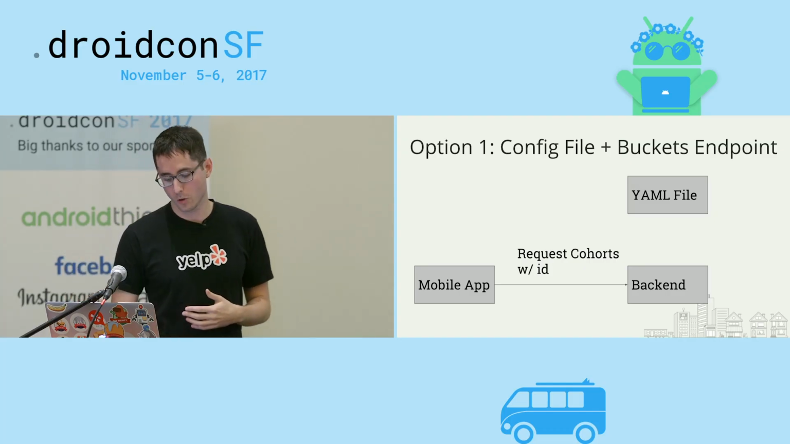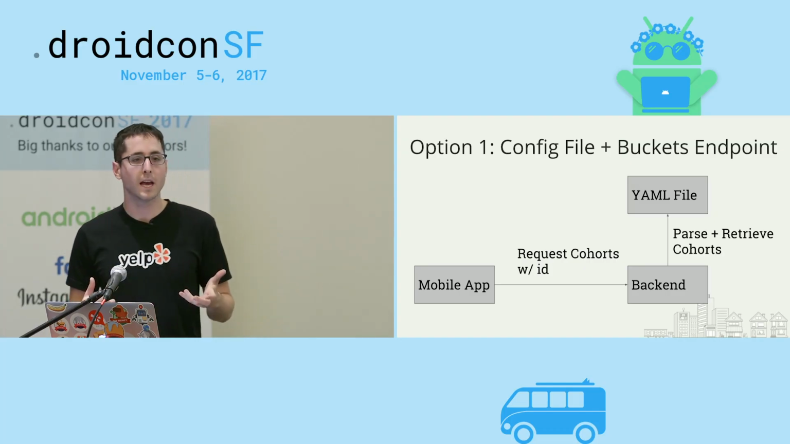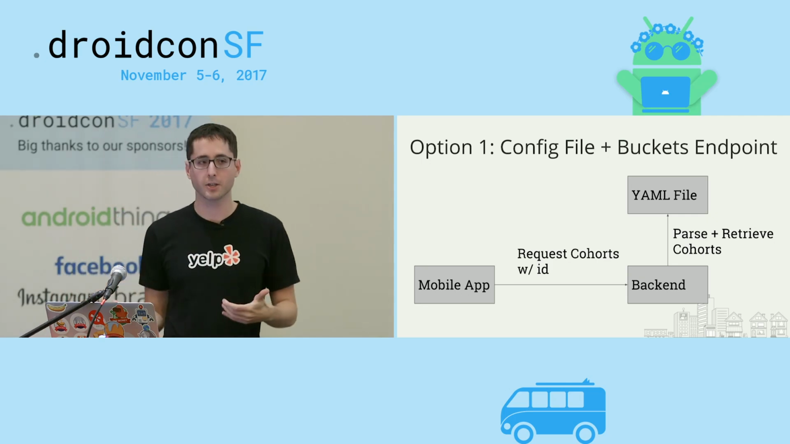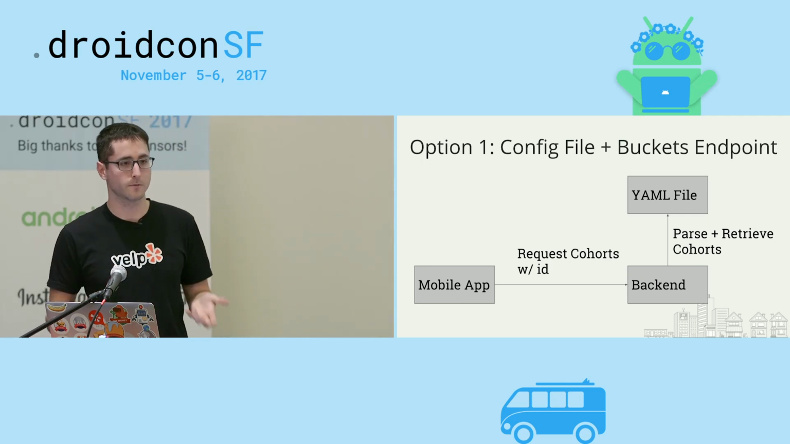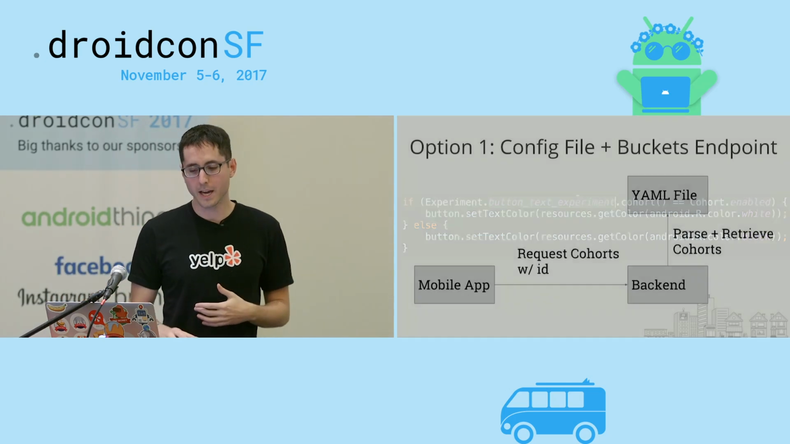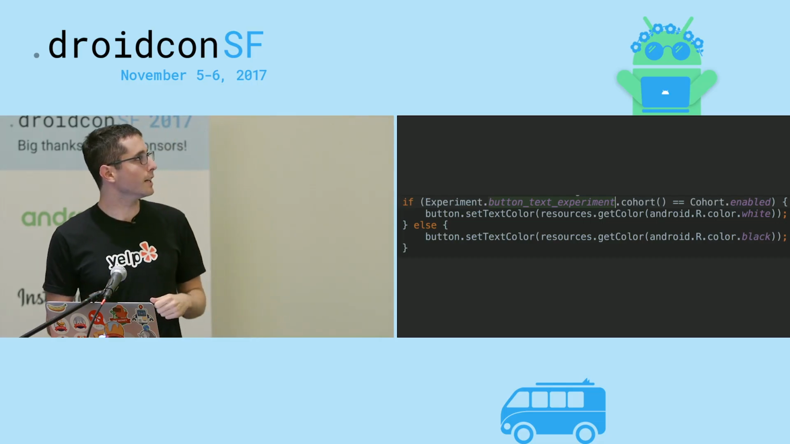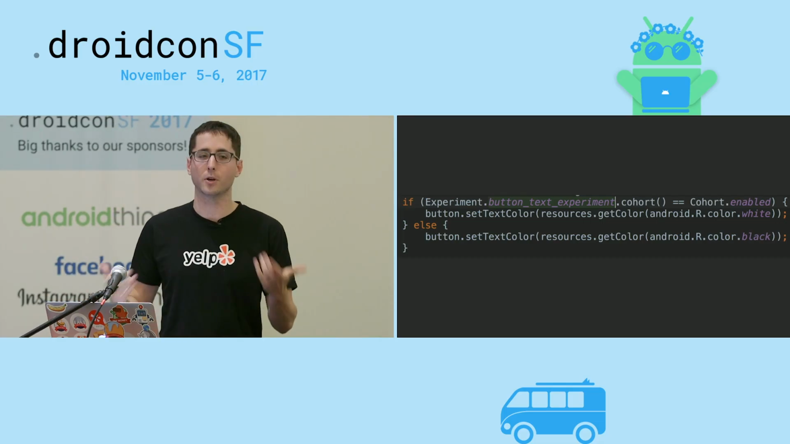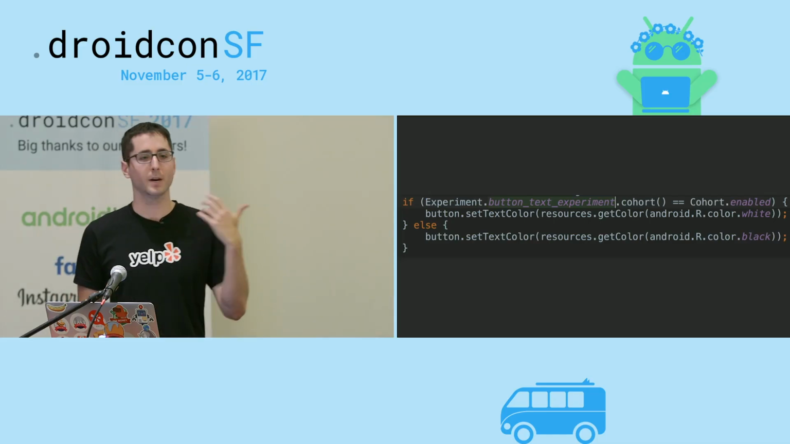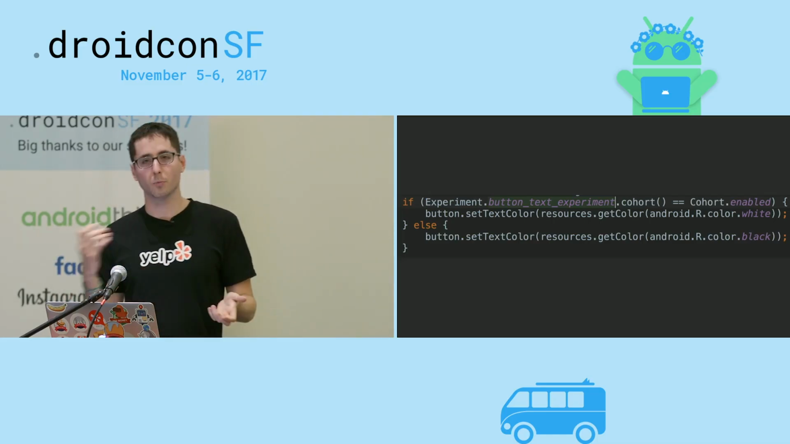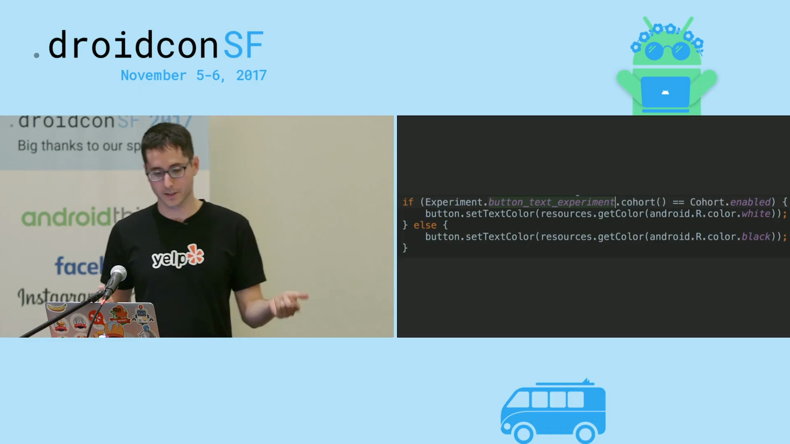That backend will go and parse some sort of YAML file, and it will then send that identifier through the hashing function, and it'll retrieve all the cohorts for that user. Then, on your application, oh, you can see this, sweet, contrast plus plus. On your application, you're going to have code that looks something like this. You're going to say, if my user's in the enabled cohort, show them white text, otherwise show them black text.